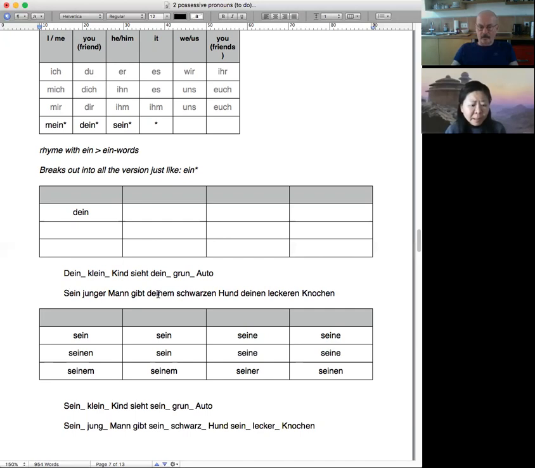What's going to happen if I change this to sein? Sein hungriger Mann gibt seinem schwarzen Hund seinen leckeren Knochen. Nothing happened to the adjectives. They're the same. I could change this to ein, and it would be the same. I could change it to sein, to dein. I could change it to anything in this family of words, and it's going to be the same. That's cool, eh?